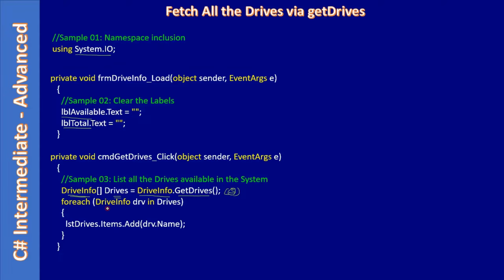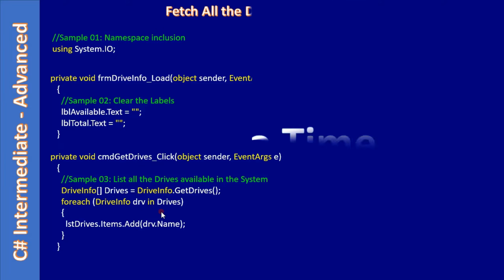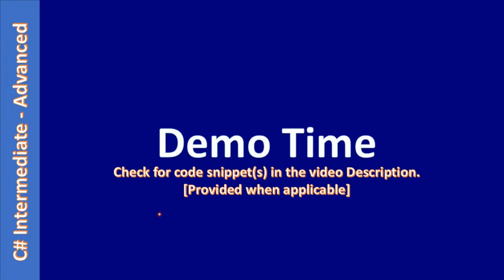Then we are forming a for each loop based on this drives, and in each iteration we will get DriveInfo, because this is an array of drives, right? Then from this DriveInfo, drv is the variable name, right? Here we are calling the name property and we are adding that to our list box. So the implementation is quite simple. So now we can directly go to the demo and start implementing this code.